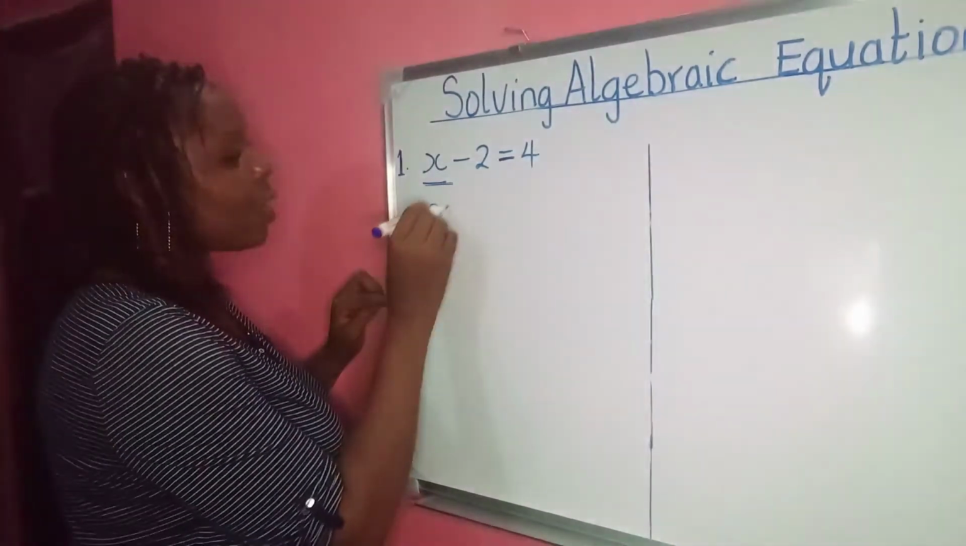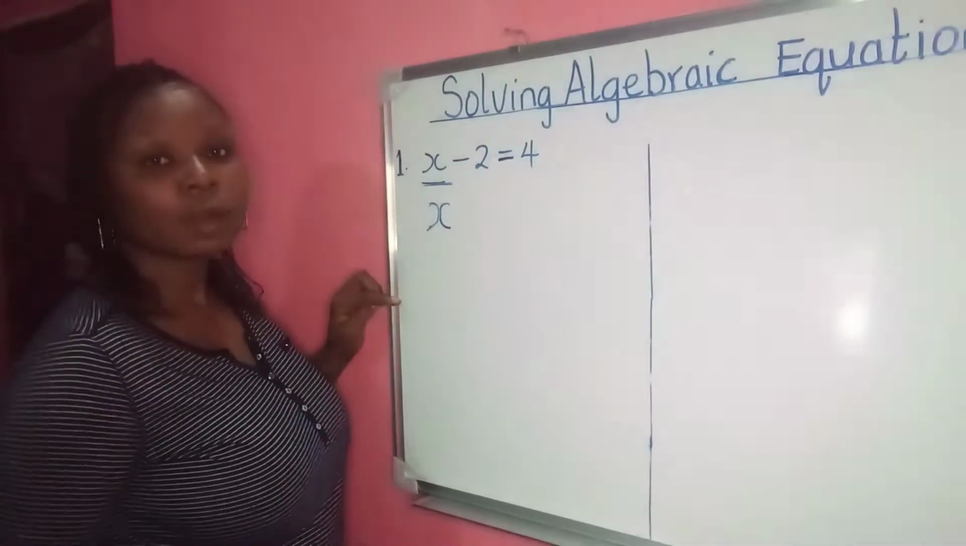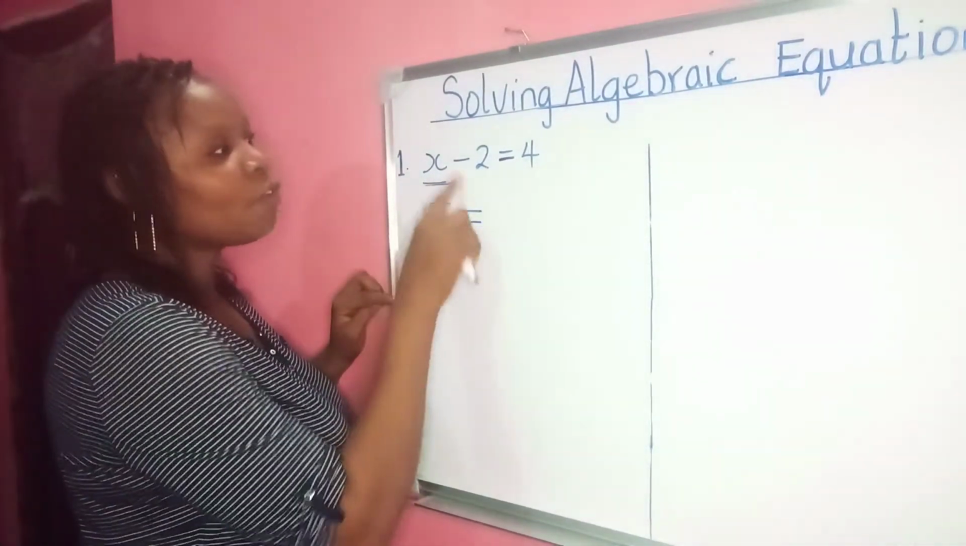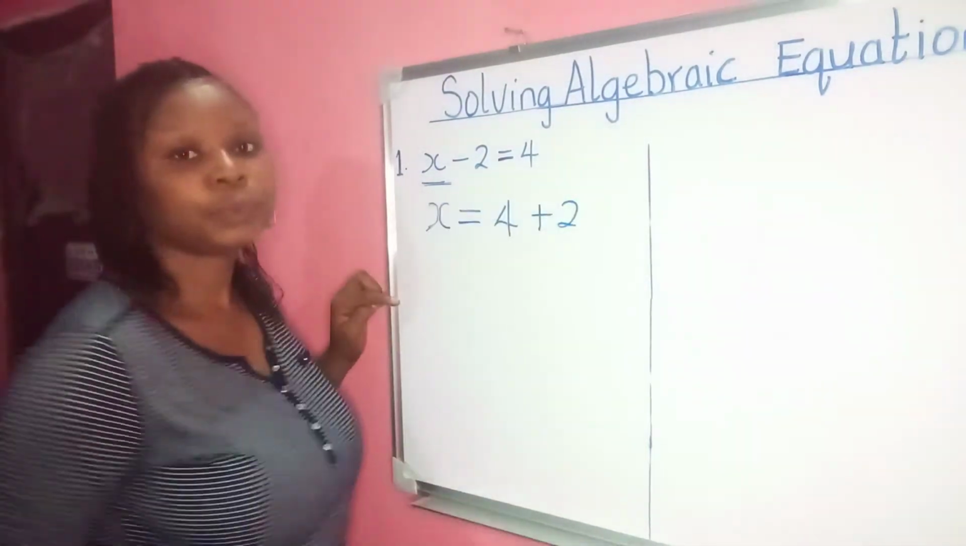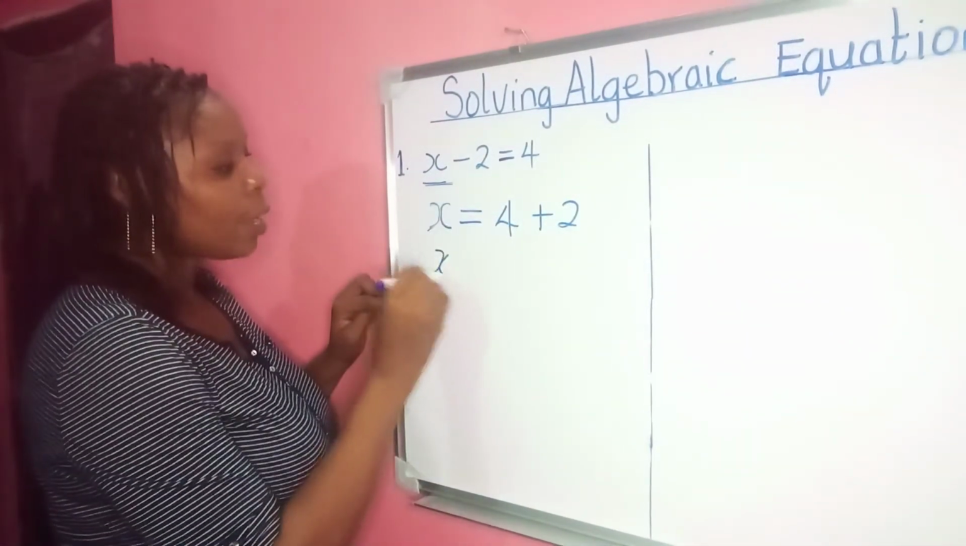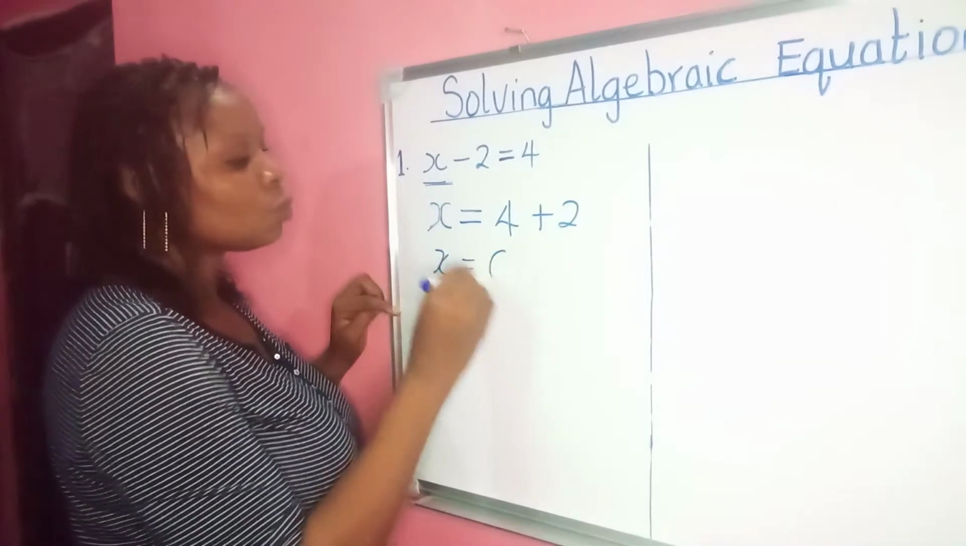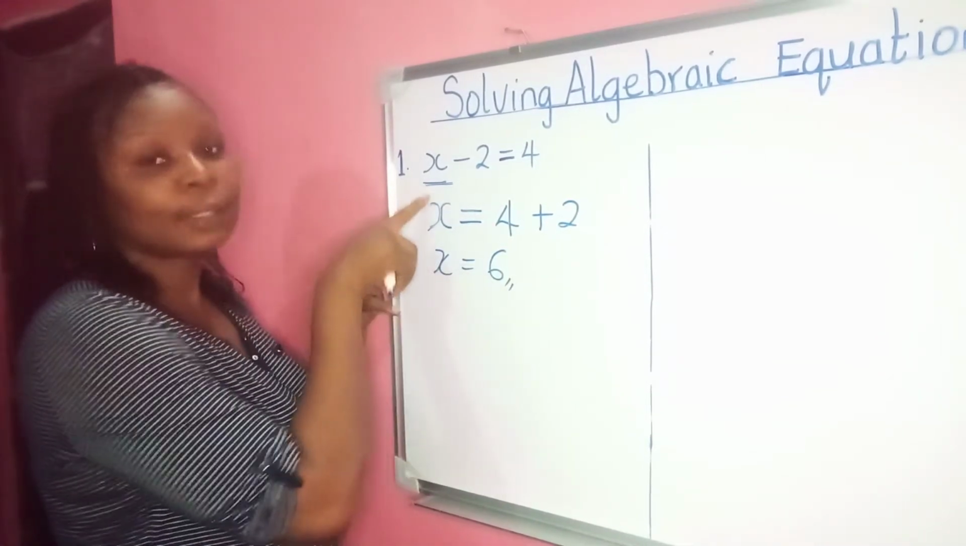So that means we have x on this side, equal to, because we're moving the 2 over, this becomes positive 2. Okay, so x is equal to 4 plus 2, which is what? 6. 6 is the number that should be here.